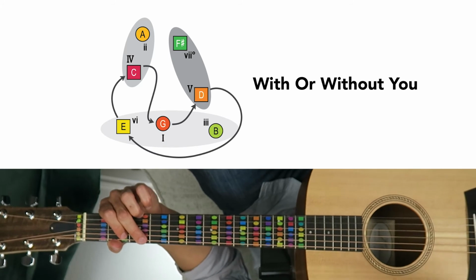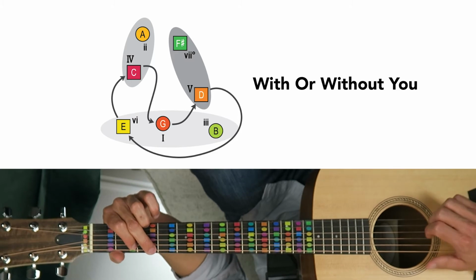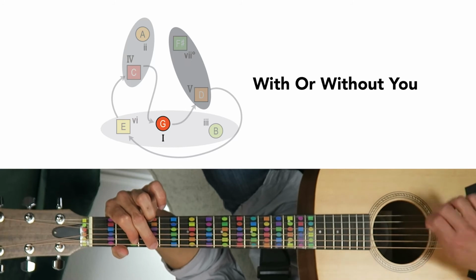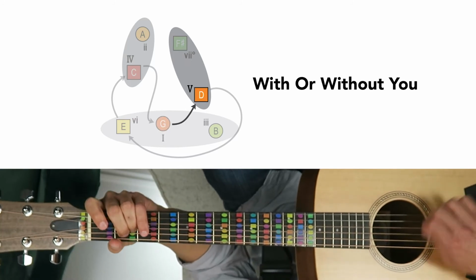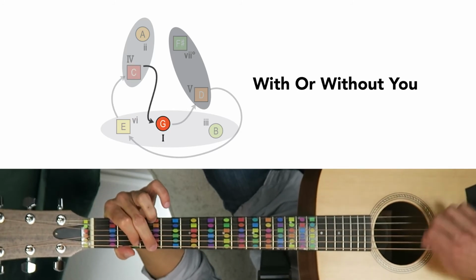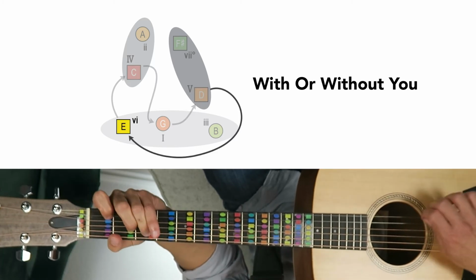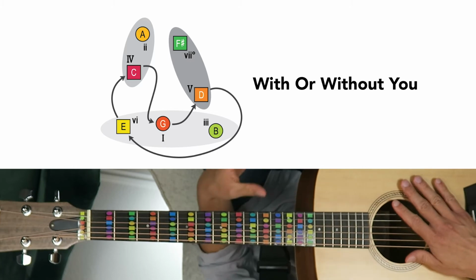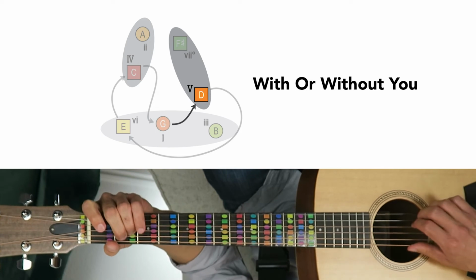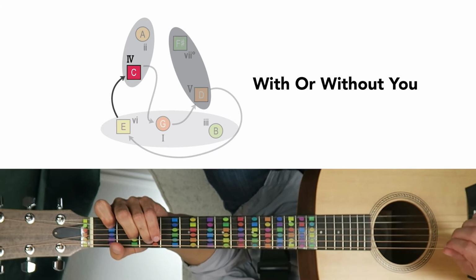And then looking at the ever popular 1, 5, 6, 4 progression using U2's With or Without You as an example, the progression through the lens of chord function looks like this. A stable chord to tension, stable chord to change, a stable chord to tension, a stable chord to change. And then it just repeats that same cycle again and again and again. So stable, tension, stability, change, stability, tension, stability, change.